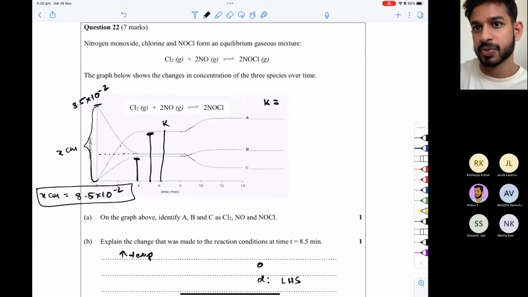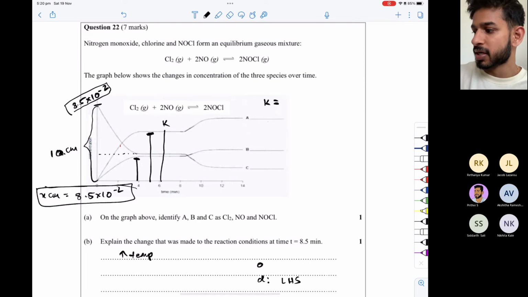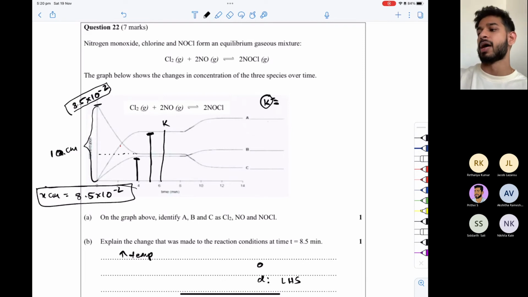Does that make sense, everyone? Let's say this was 10 centimeters high, and that equals 8.5 times 10 to the power negative 2 moles per liter. That means 1 centimeter is equal to 1/10 of that, right? And then you just use that key, measure the height of all the other gases at equilibrium, and sub it into K. So Ruthania, that's how you would have solved it if you had the sheet.